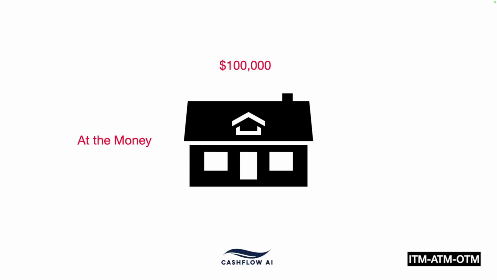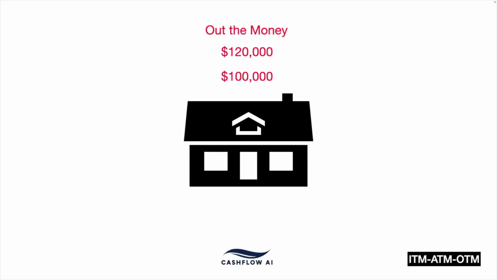And so if we look at this, at the money is when we purchase an option. So in our house, if we purchased a $100,000 option, right? If we purchase that option, then the house is worth $100,000 and we have the right to buy it at $100,000. So this option is what we will call at the money. The value of the option is the exact same value of the house itself.